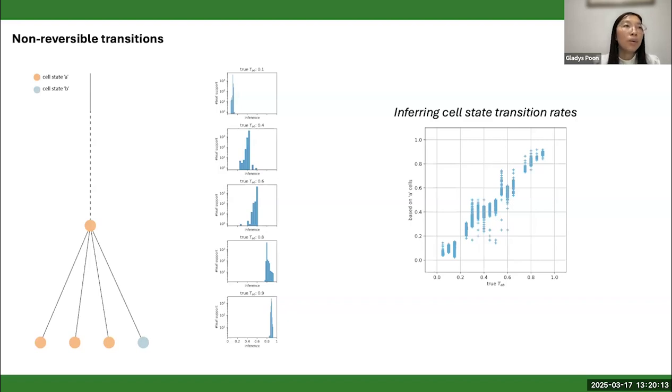And as you can see, if I increase the TAB in my simulations down the column, then the simulated data will cluster around the true value of TAB as the true value increases. On the right-hand side, you can see that there is a simple correspondence between the inference of the cell state transition rates versus the true TAB under this multi-state evolutionary model.